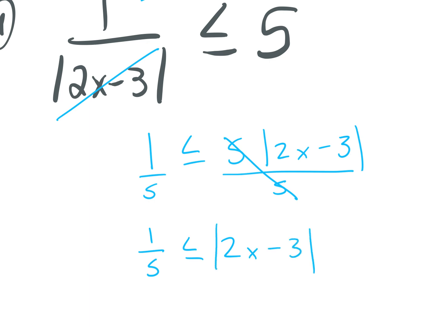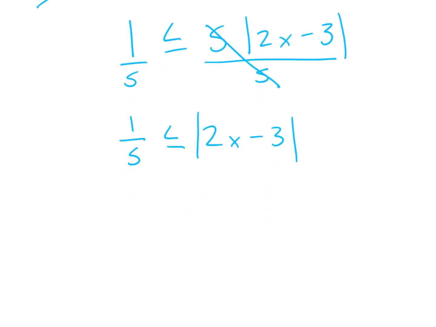All right. So now our absolute value is isolated. What would we do next? Make it negative and flip the sign. Awesome. Let's split it into 2. So we have 1 over 5 is less than or equal to 2x minus 3. The other one's going to be what? Negative 1 over 5 is greater than or equal to 2x minus 3.